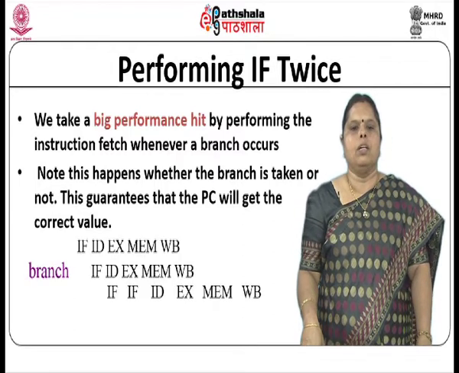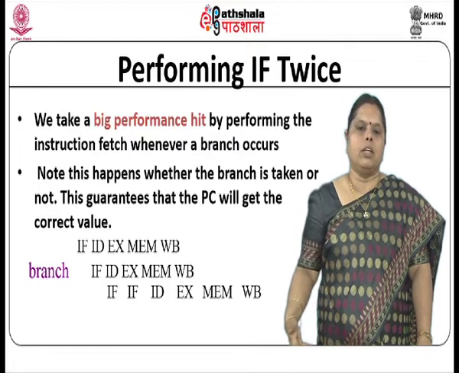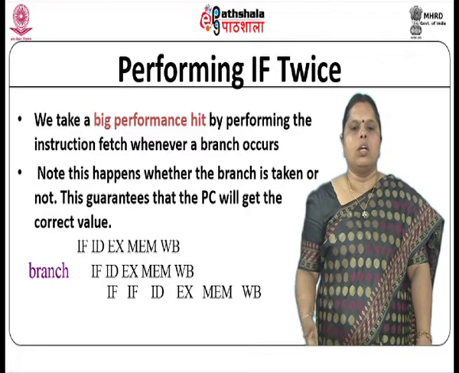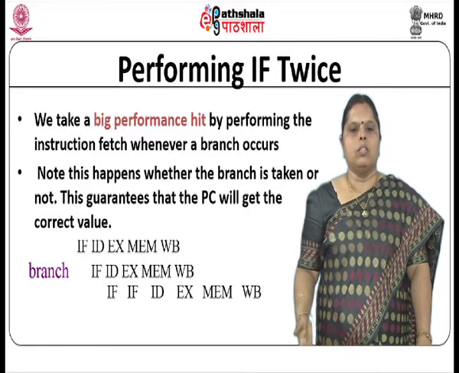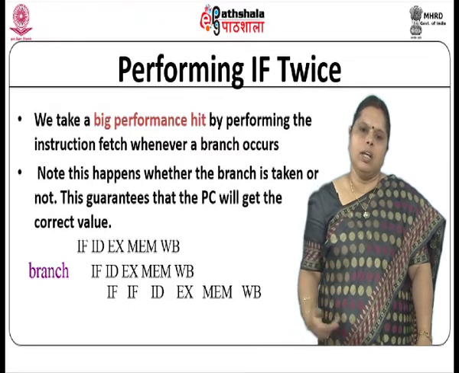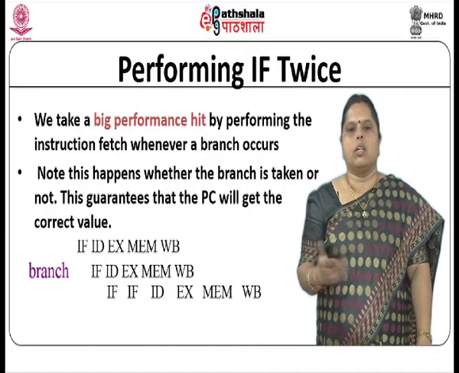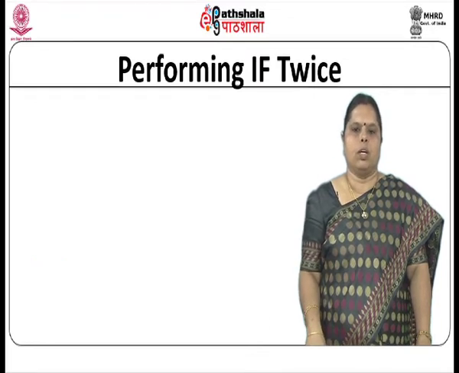So for example, here I have the first instruction, and I have the second instruction, which I have identified as a branch. Once the branch has been resolved, go ahead and fetch the instruction again, irrespective of whether the branch is taken or not. So in the intermediate clock cycles, you have really not done any useful work here.